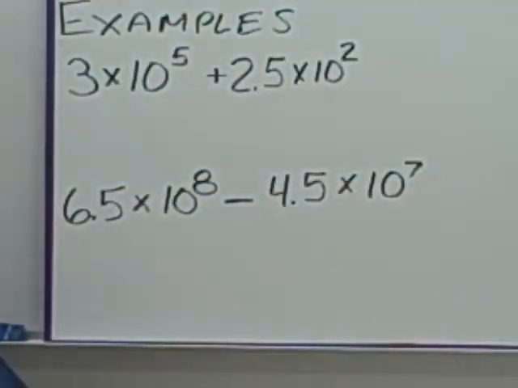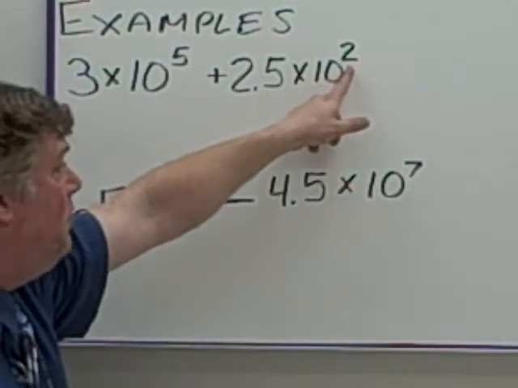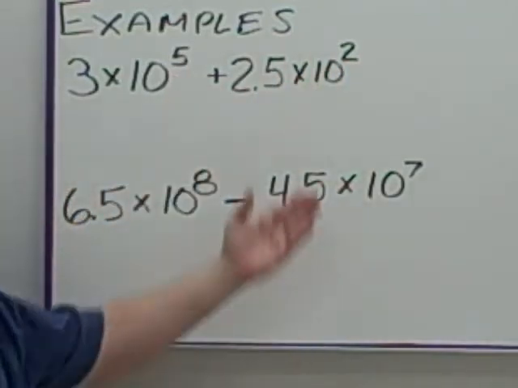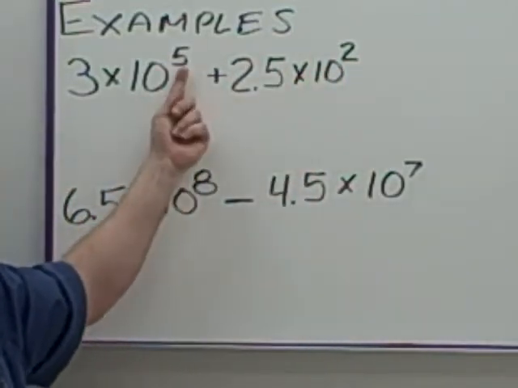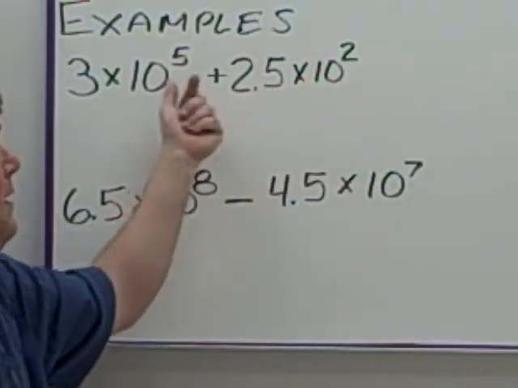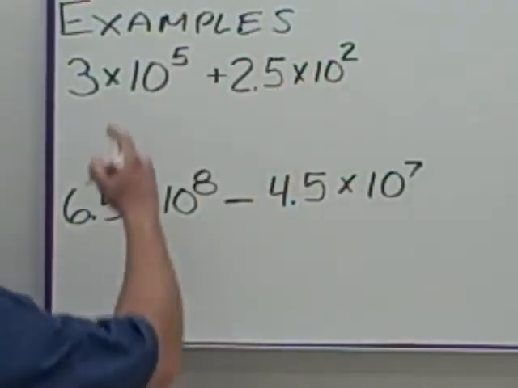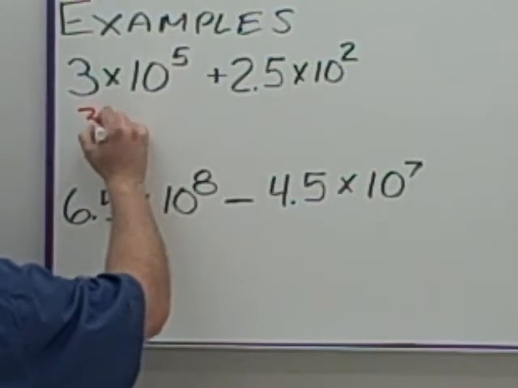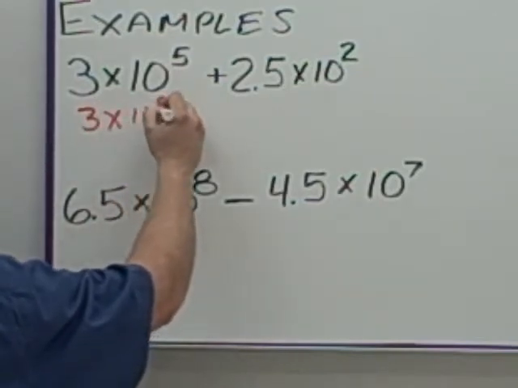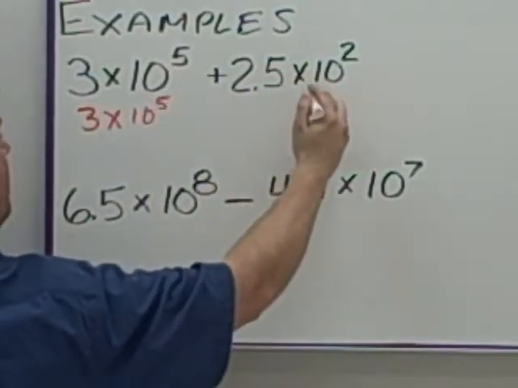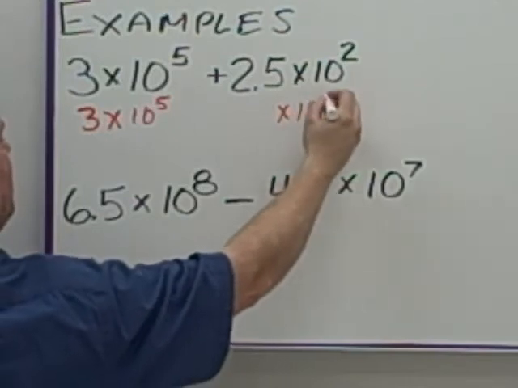For example, here we have 3 times 10 to the 5th and 2.5 times 10 to the 2. The 5 is a larger exponent. So I'm going to make this 2 into the 5. That's step 1. Step 1 was choosing one. I chose the 5. Step 2 is to make this into that exponent. Since I'm not changing this one, it stays 3 times 10 to the 5. This one, I'm going to make it times 10 to the 5.